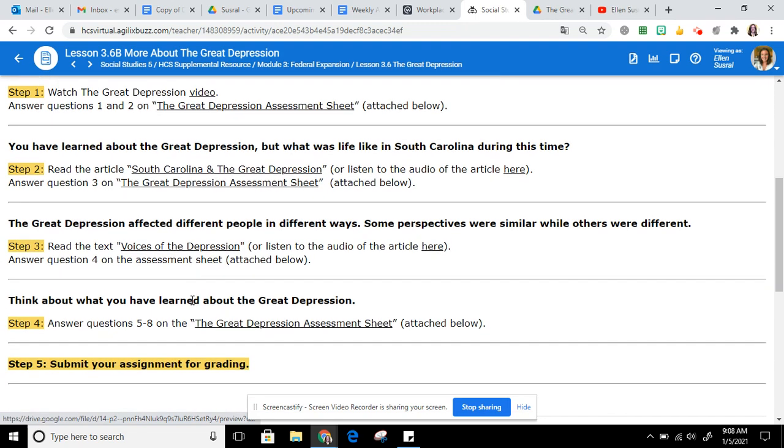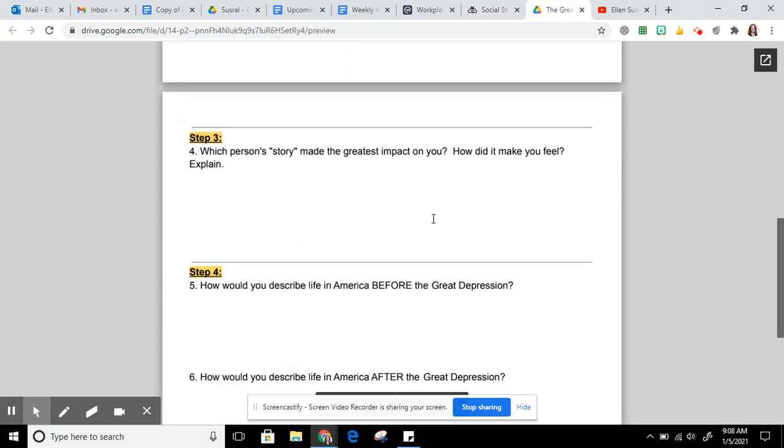Step 3, the Great Depression affected different people in different ways. Some perspectives were similar while others were different. Here you're going to read the text, Voices of the Depression. You can listen to the article by clicking here, and you're going to answer question 4 on the assessment sheet. Let's look at question 4 on the second page. Which person's story made the greatest impact on you? How did it make you feel? And make sure you explain yourself. Explain why you felt the way you felt and why that person's story had an impact on you.